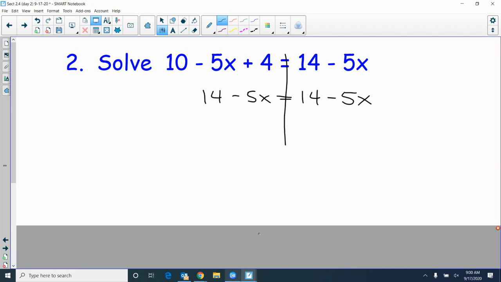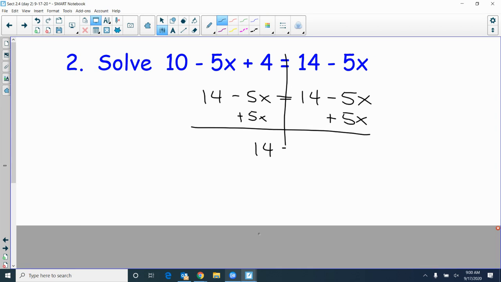Add 5x to both sides. So put it right underneath there. Put plus 5x. All right, Amanda, what in the world does that leave us? 14 equals 14.